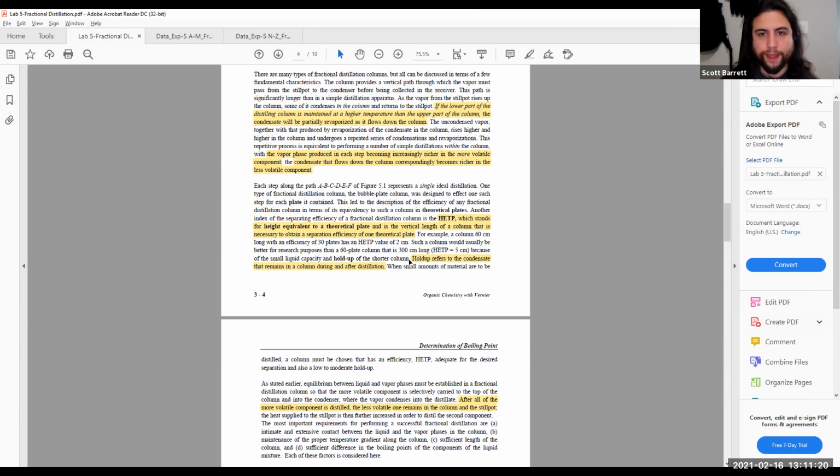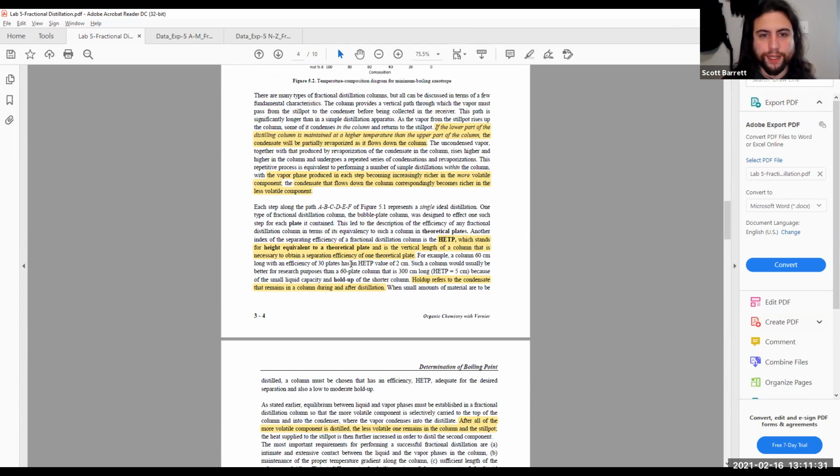To give an example to clarify what they mean by these theoretical plates: a column 60 centimeters long, so 60 centimeters tall, with an efficiency of 30 plates has an HETP value of 2 centimeters. Such a column would be better for research purposes than a 60 plate column that is 300 centimeters long, which would have an HETP of 5 centimeters, because of the small liquid capacity and holdup of the shorter column.